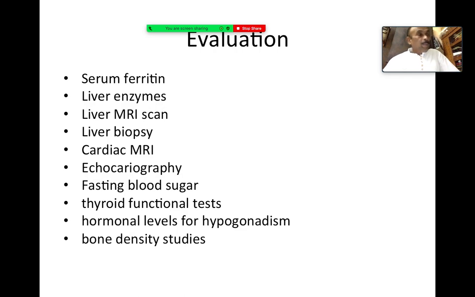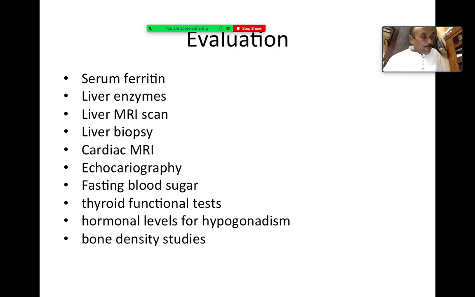Then cardiac MRI will reveal the deposition of iron in the myocytes, and echocardiography changes are seen even before the onset of congestive heart failure in hemochromatosis. And X-ray or other imagings show the presence of cardiomegaly associated with congestive heart failure.